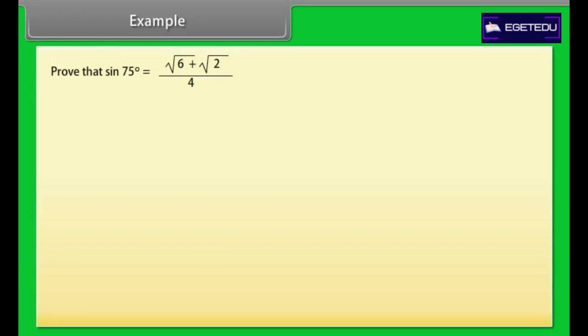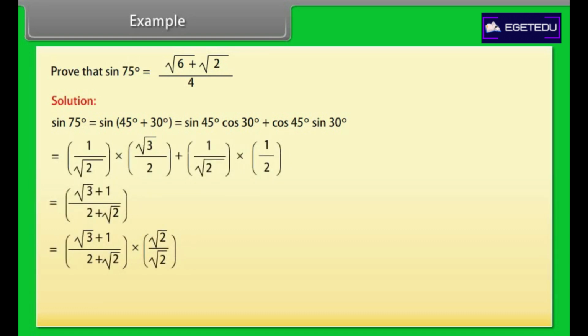Example. Prove that sine of 75 degree is equal to under root 6 plus under root 2 by 4. Solution. Sine of 75 degree is equal to sine of 45 degree plus 30 degree. That is, sine 45 degree into cos 30 degree plus cos 45 degree into sine 30 degree. By solving it, we get under root 6 plus under root 2 by 4.